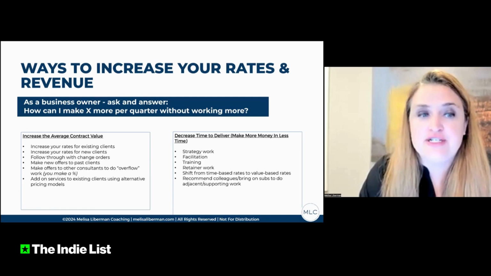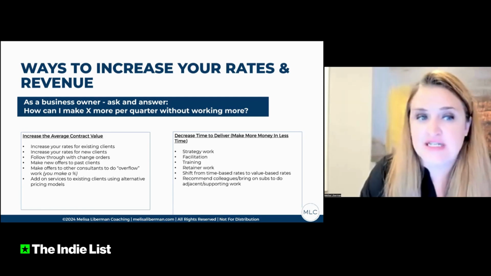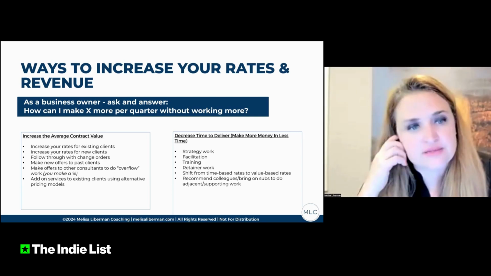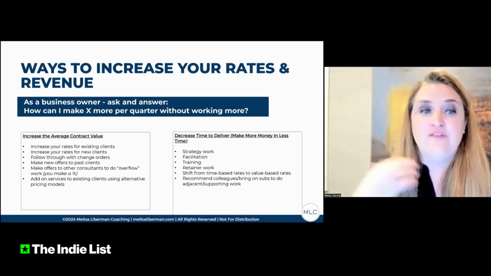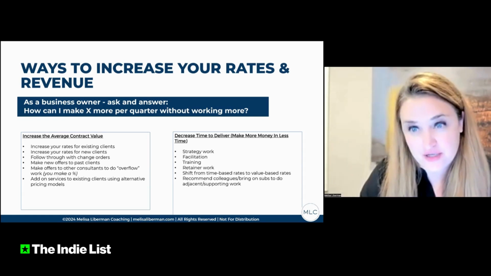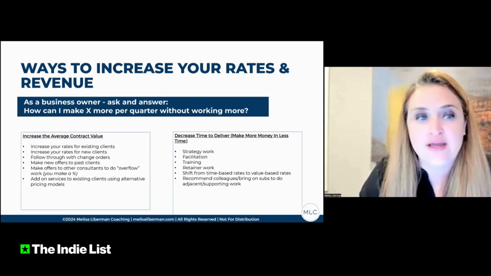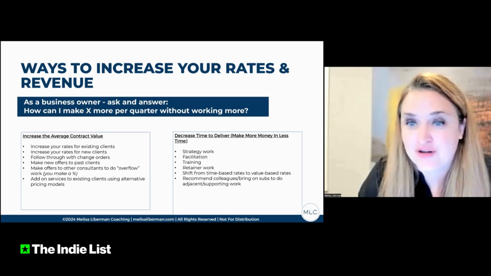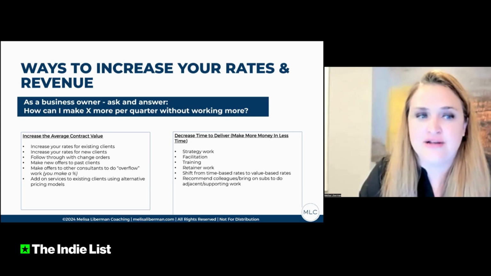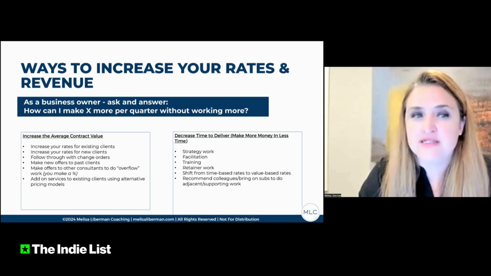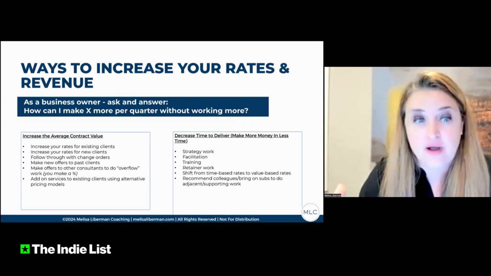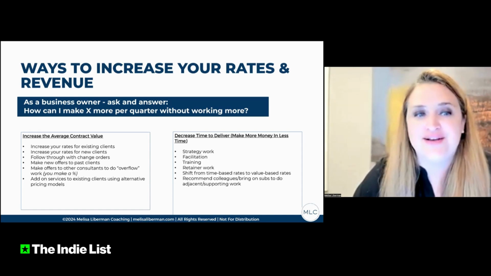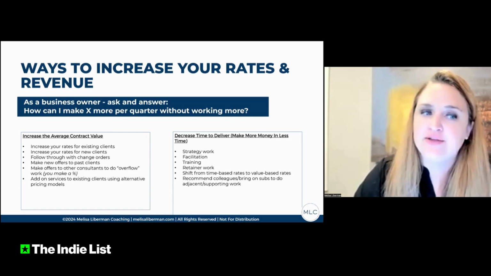Another example is increasing your rates for new clients. You might keep existing clients at the rate they're on right now for whatever reason, but increase the rates moving forward for new clients. Next, following through on change orders. Often we go through processes to scope out our work, and then clients ask for more, and we just assume that work and don't charge them anything extra. So really putting business processes in place where you follow through on change orders, or charge for that additional scope, is another way to increase the average contract value.